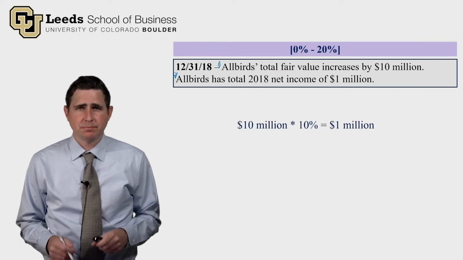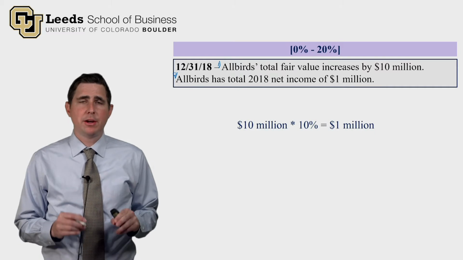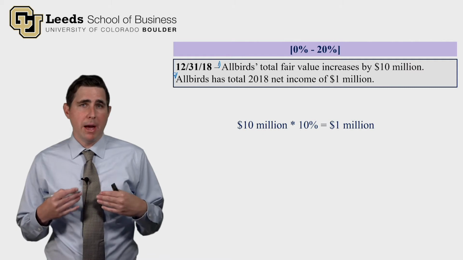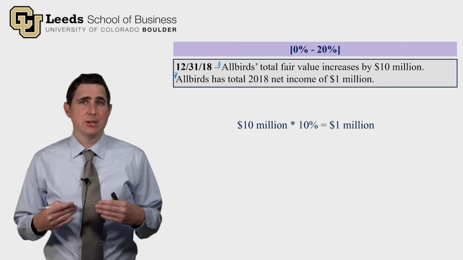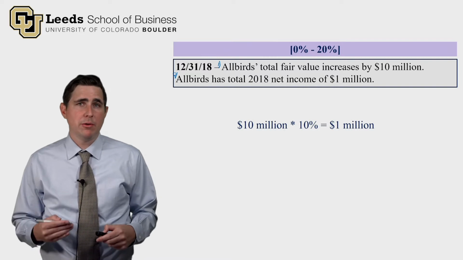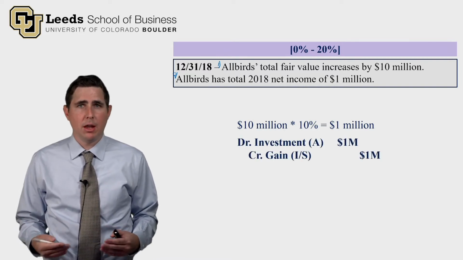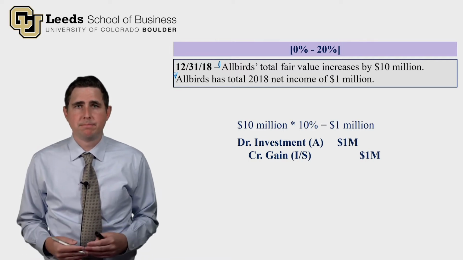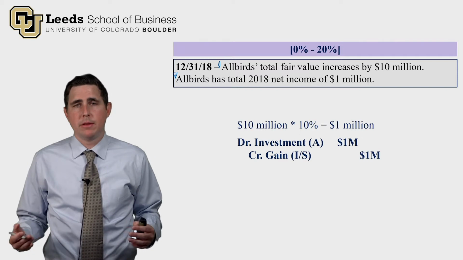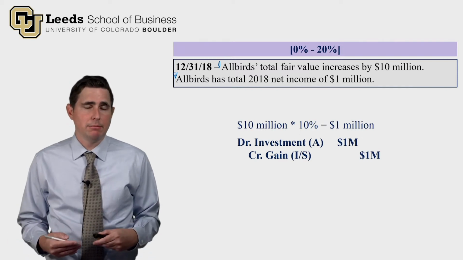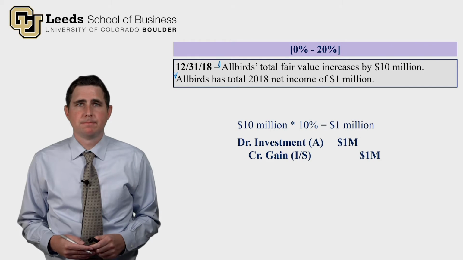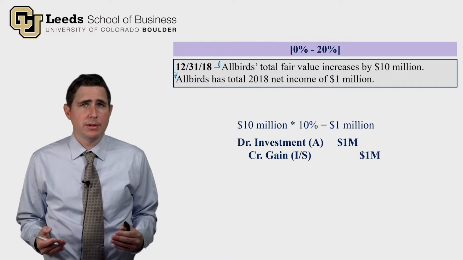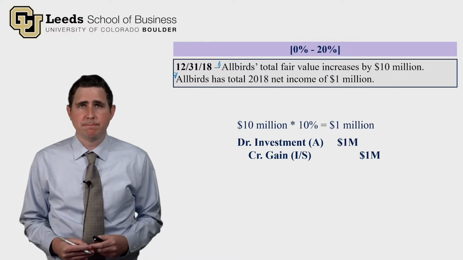So here's what we'll do. The total fair value of the company increased by $10 million. We own 10% of that. So the amount that our investment increased is $1 million. We will increase our investment account to reflect the $1 million gain. So we debit the investment account for $1 million. It increases to $11 million. And the credit is to a gain account on the income statement. We recognize it in net income as soon as it happens. By the way, we can ignore whatever Allbirds' 2018 net income was. That's not relevant when we're using the fair value method.